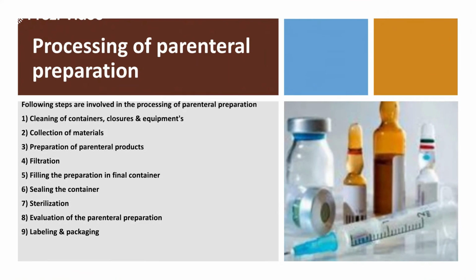The manufacturing of a parenteral preparation has to be done in various stages and steps. It starts from the cleaning of the container closures and equipment. When we talk about glass vials, we also have to clean the rubber closures and other caps. Even plastic containers have to be totally sterile. Once the material has been collected, the preparation of the parenteral product is started, then it is filtered using a 0.22 micron filter in order to ensure that it is completely free of microorganisms.